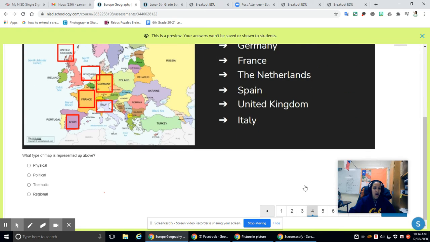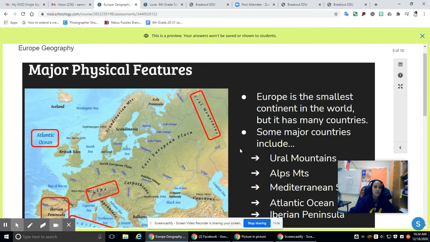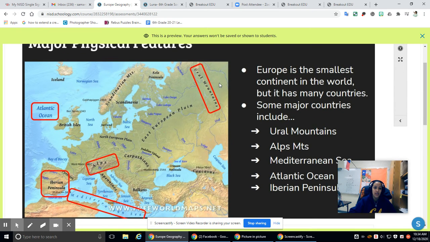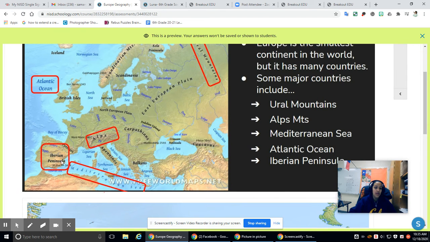So what type of map is represented above? Is it a physical, political, thematic, or regional map? And then we're going to talk about the physical features of it. Between Europe and Russia, you have the Ural Mountains. Between Europe and North America, which is over here on our left, that's the Atlantic Ocean. These 2 countries that are sticking out into the water, that's a peninsula. So you have Spain and Portugal, and they make up the Iberian Peninsula.